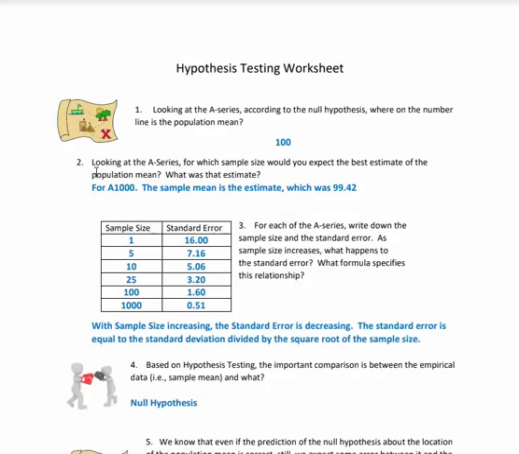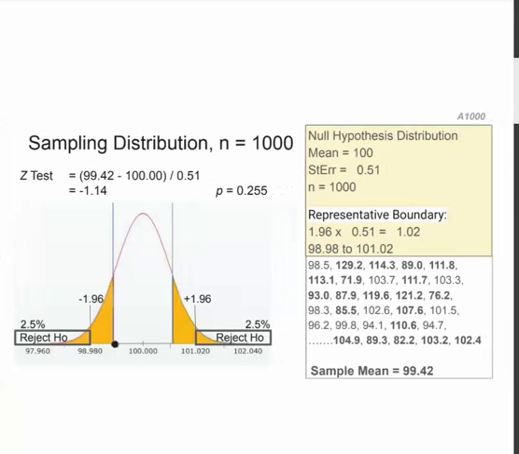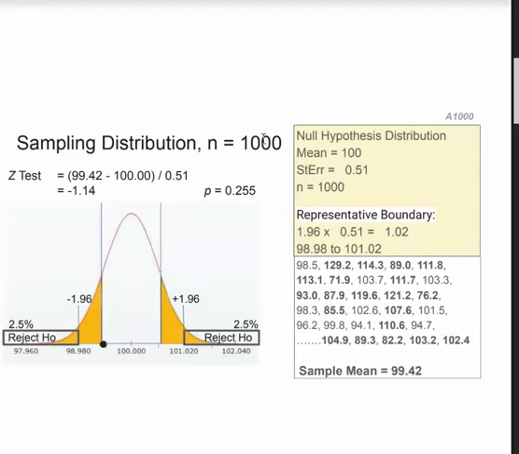Question number 2. Looking at the A series, for which sample size would you expect the best estimate of the population mean? And what was that estimate? Well, we'd expect the best estimate to come about when we have a really large sample size, and 1,000 is our largest sample size. And in that case, the sample mean was 99.42, so that would be our best estimate for where the true population mean is at. It's at 99.42 is our best estimate.